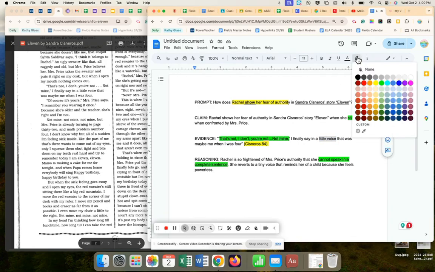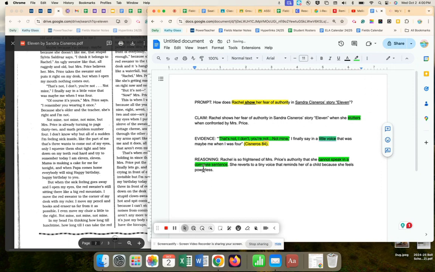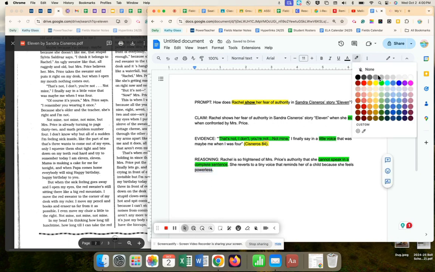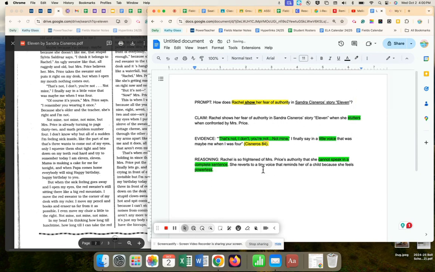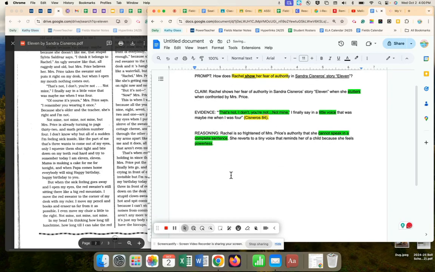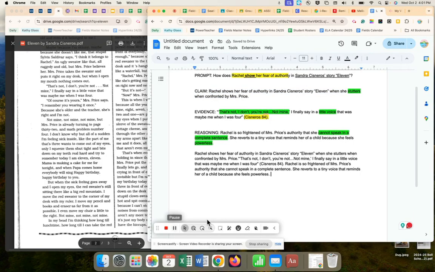So a little voice, let's go to green, and then powerless, let's go to green. Because this is me going back to my quote and making sure I'm bulking myself up, right? So let's put these pieces together. What I want you to do is put it together so it looks like a legitimate CER. This will make you look like a professional. Now we have it in a tidy paragraph.